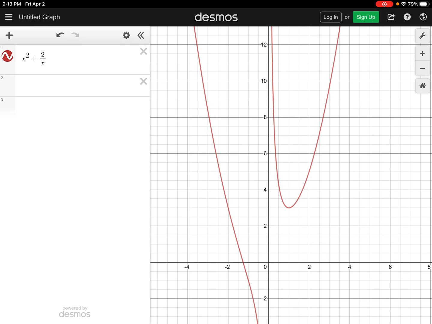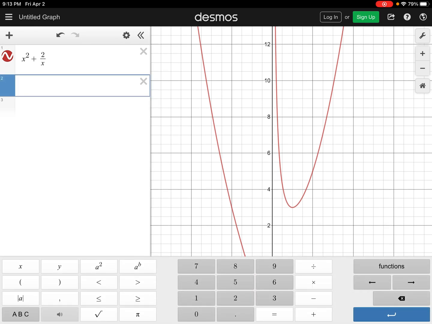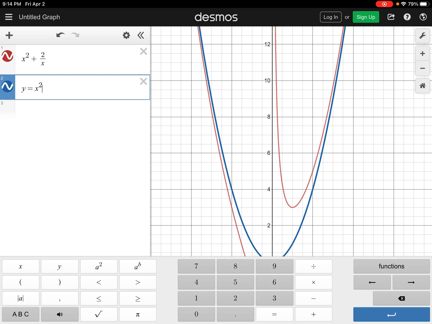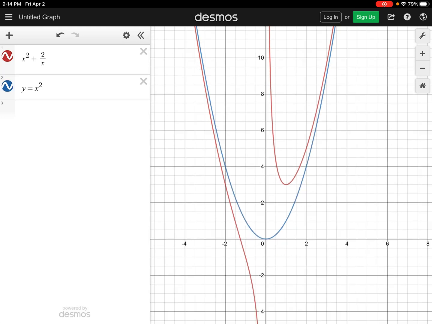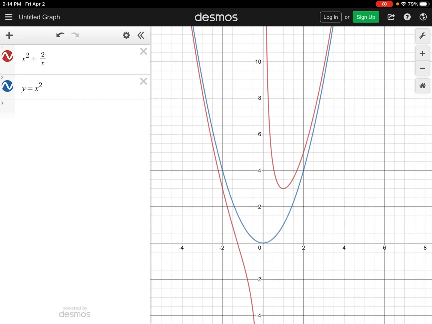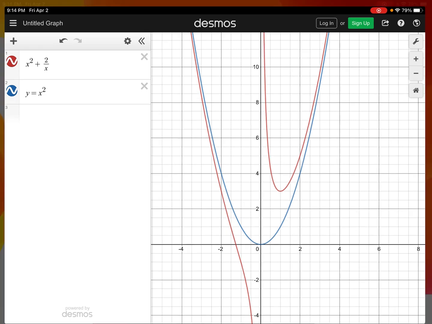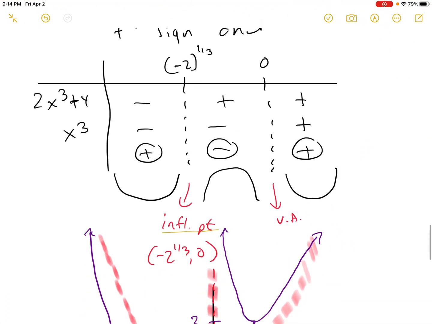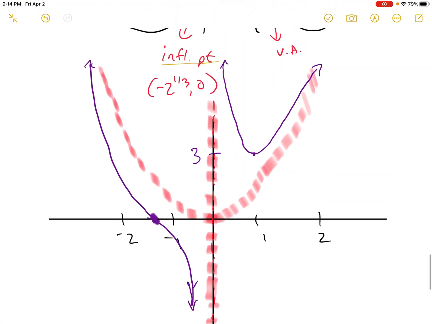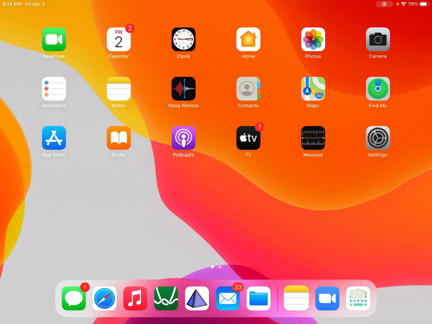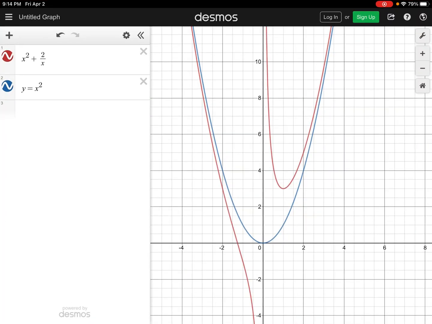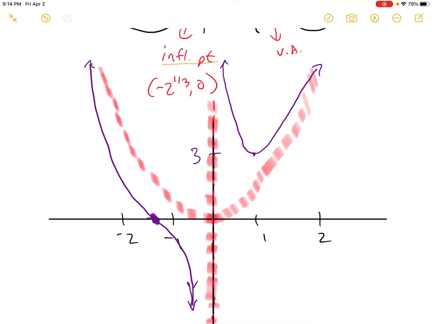Let's put in the asymptote here. y equals x squared. Can you see that? The way the asymptote works? It's a quadratic asymptote. And killed it. Oh man, love that problem.